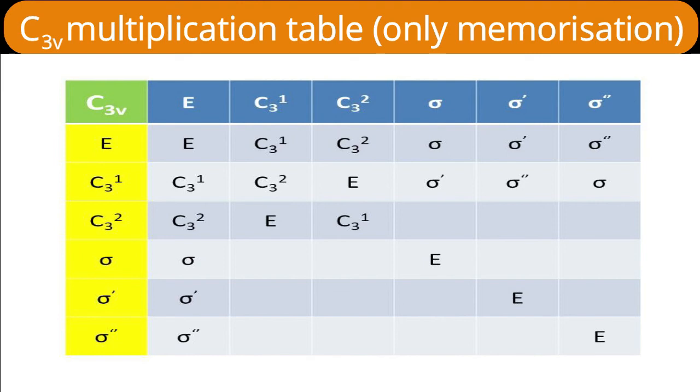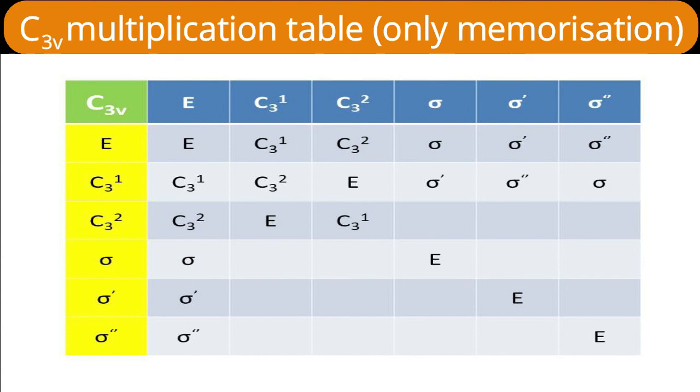Here C32 is the second rotation operation. Then the plane also will shift by 2 positions. Means if I consider the first plane for multiplication, the result will be the third plane. If I consider the third plane for multiplication, the result will be the second plane. Means if I consider sigma as the plane for multiplication, then the result will be sigma double dash. And if I consider sigma dash for the multiplication, the result will be sigma. You will get it very clear.